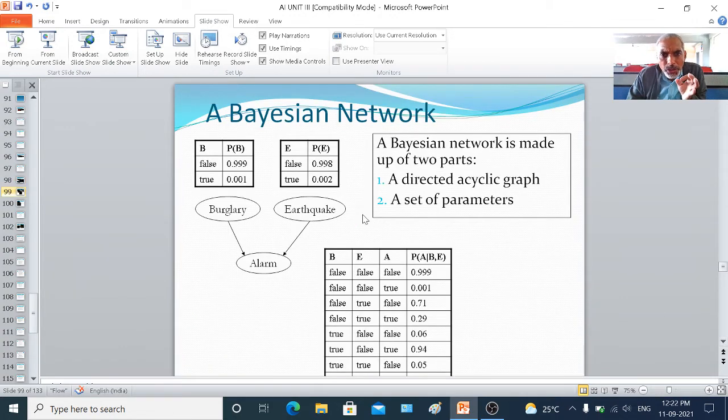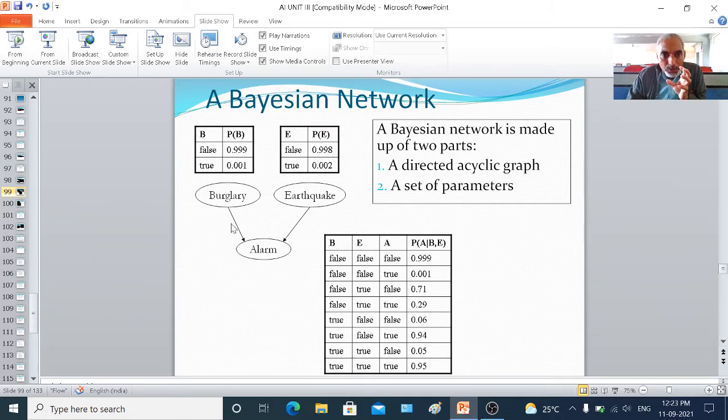Y. So now let us take the example, which has two parameters. Already we said that our Bayesian network is just a pictorial representation, a diagram which has some probability. What is that? That is the second thing. One is a directed acyclic graph, and the second is the set of parameters. What is this set of parameters? It is nothing but the probability associated. So now we will try to understand this.